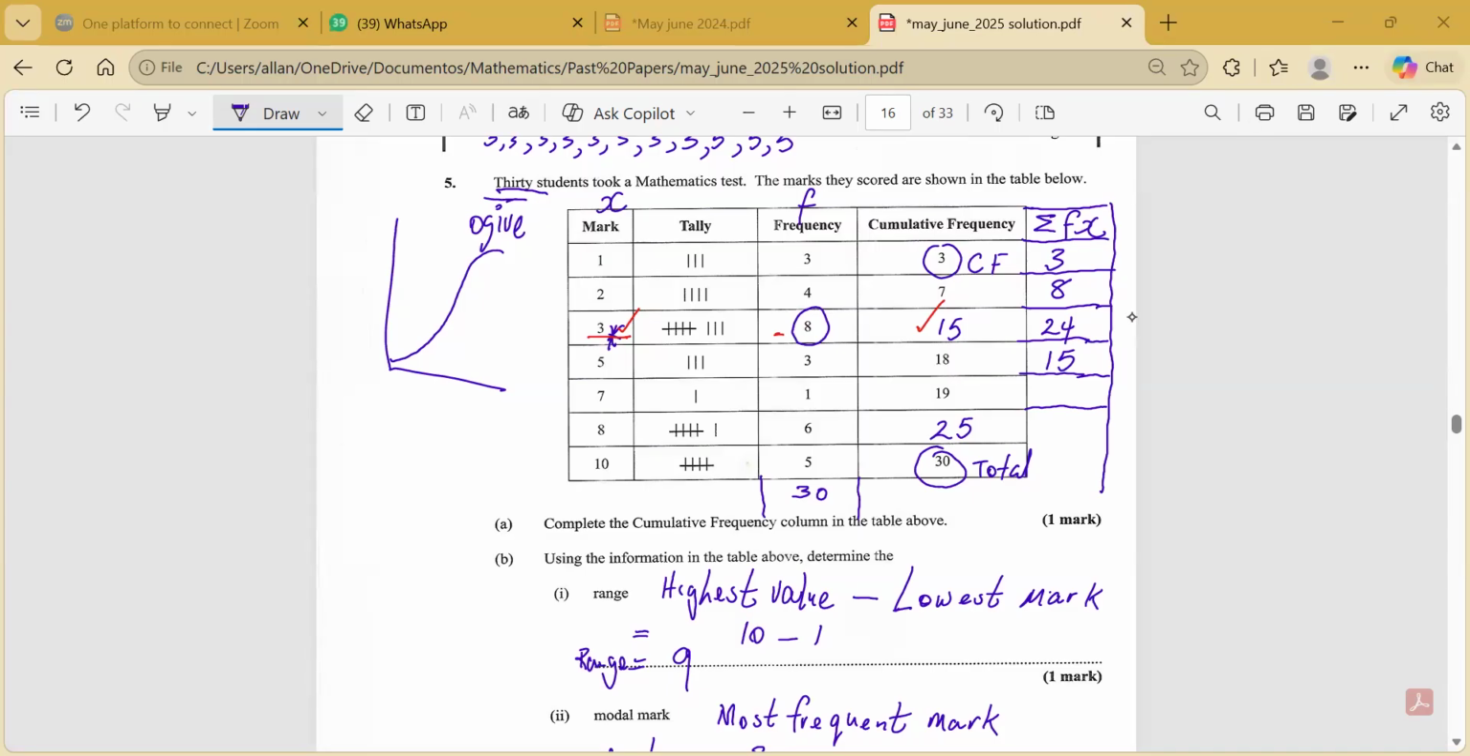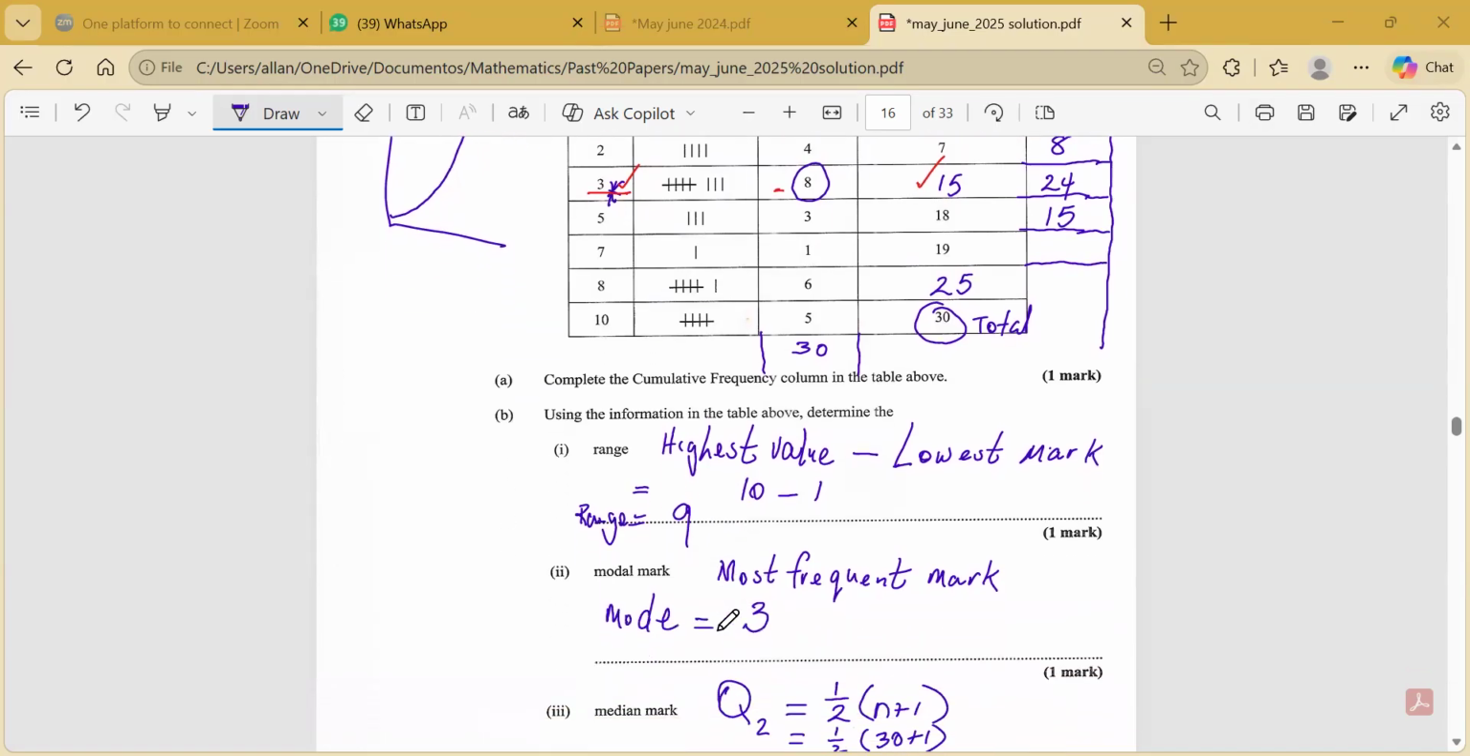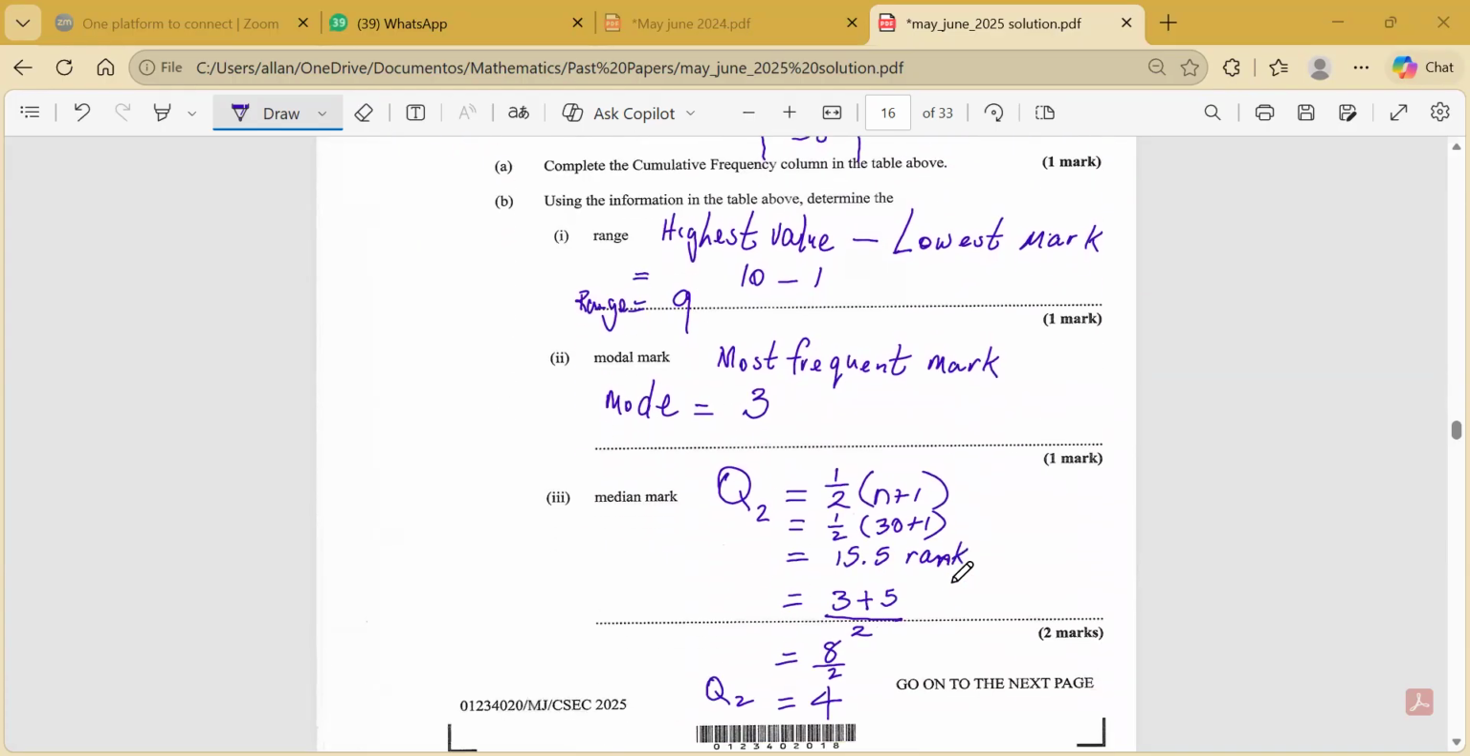We are doing 2025, number 5. We are finding the mean mark. We already found the range was 9. We found the modal value, which represents the most frequent mark. We found the median, which is the half of n plus 1. This is for ungrouped data.